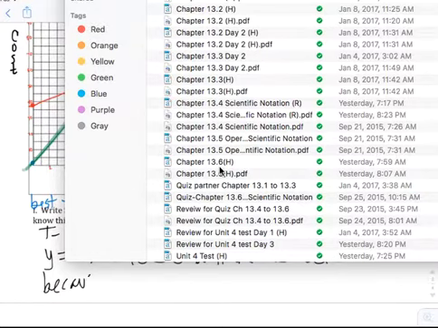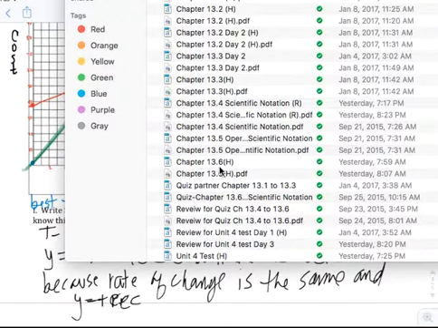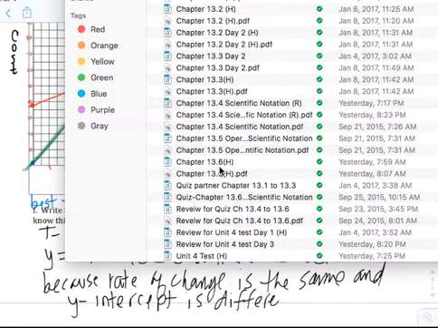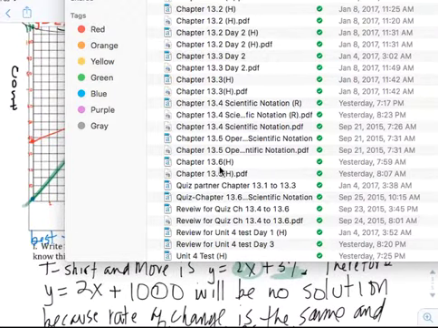because the rate of change is the same and the y-intercept is different. Period. Okay? Oh my gosh!